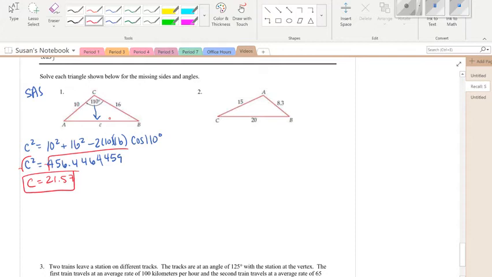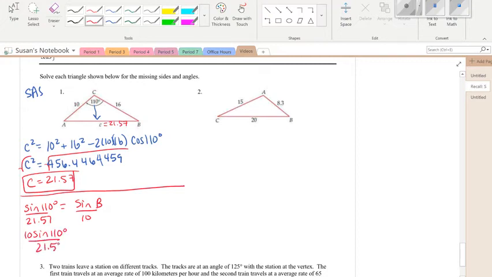And now I can use the law of sines to solve because I have enough information. Of course, we're going to have some rounding error because side c is rounded. So the sine of 110 degrees over 21.57 is equal to the sine of b over 10. So for this one, multiply both sides by 10. So 10 times the sine of 110 degrees over 21.57 is equal to the sine of b.